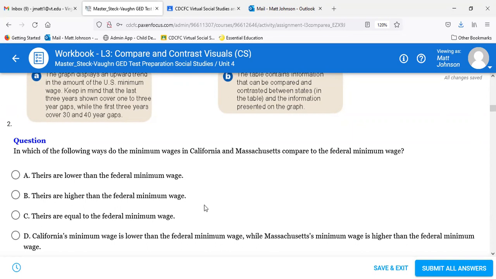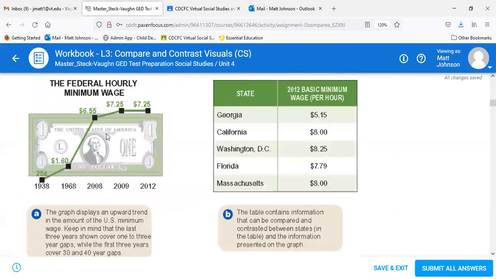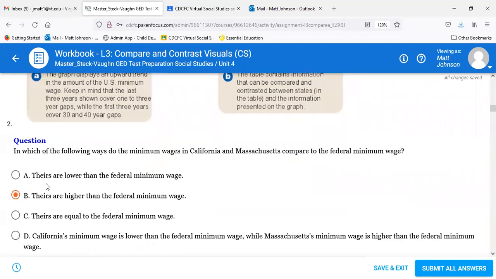Okay, California and Massachusetts are the same. It's B. So they are higher than the federal minimum wage, right? So going back to our graph, 2009, 2012, 7.25, California 8, Massachusetts 8. So about 75 cents more than that federal minimum wage. So B is a boy for two.